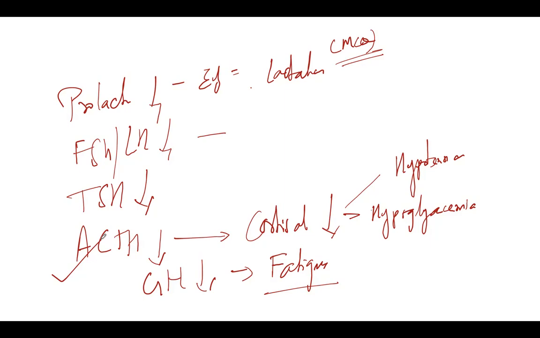Now, for the investigation, we will do the MRI. In the MRI, we will see the empty sella. If the question asks the earliest hormone lost, it will be the prolactin, but it is not life threatening. If the question is about the most dangerous and life threatening, which is a high yield question, then the answer will be the ACTH hormone.